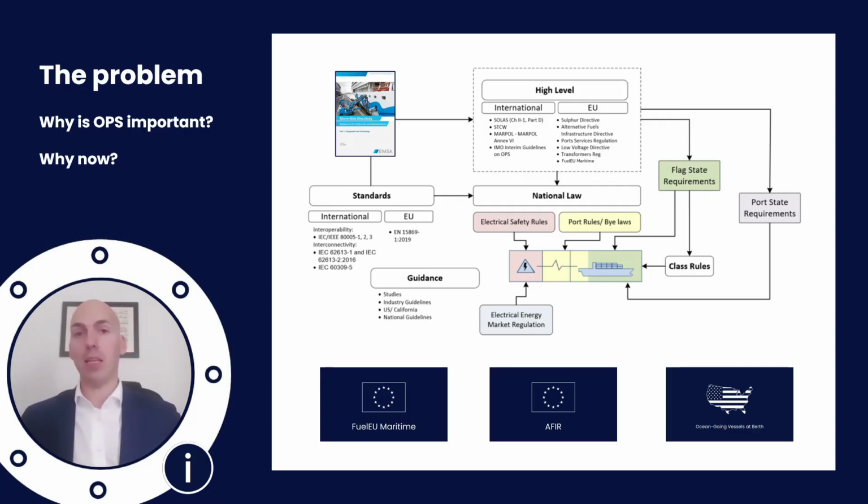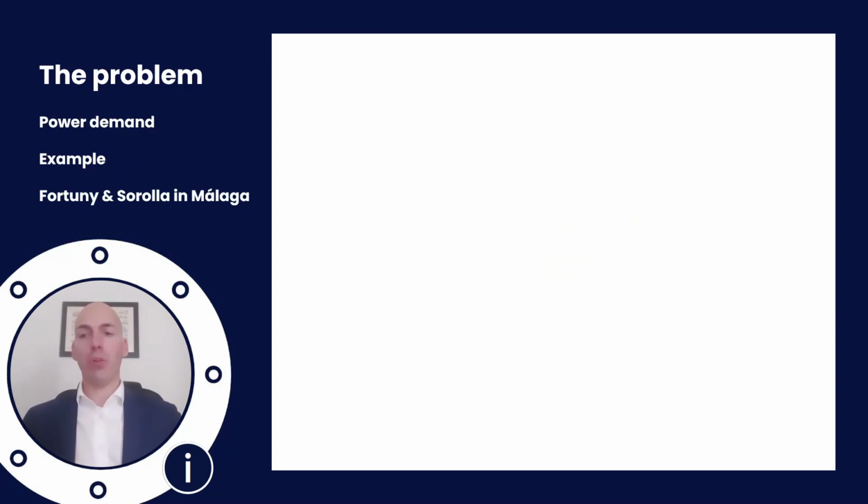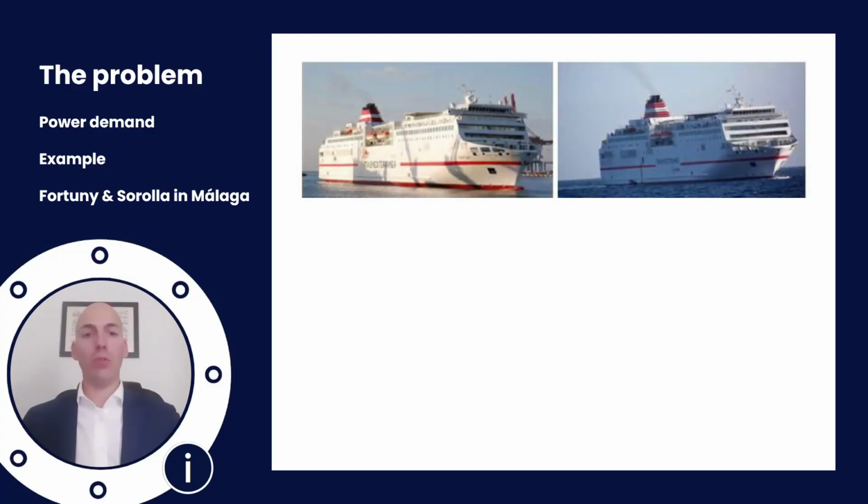much energy they need. Let me give you an example of the Fortuny and Sorolla in Malaga. That's one of the research cases we use. These are two sister ships, and in this particular report it is mentioned that even they typically differ about 30% in their energy demand or power demand when they are doing exactly the same thing at berth.